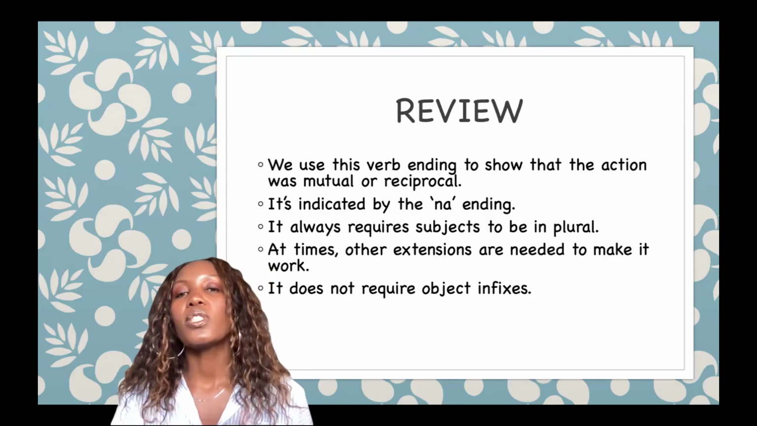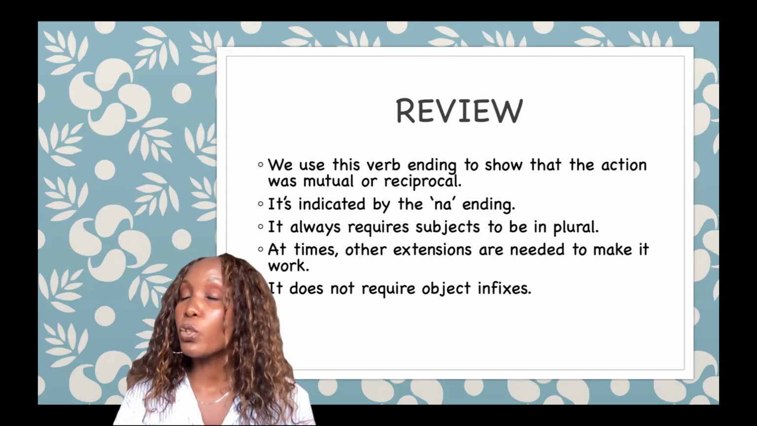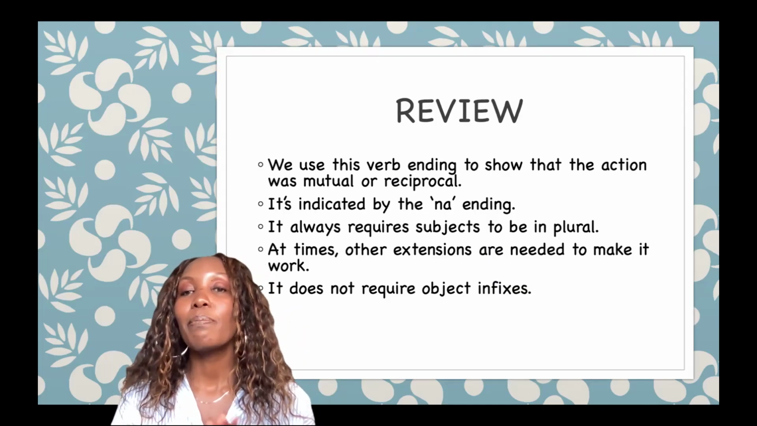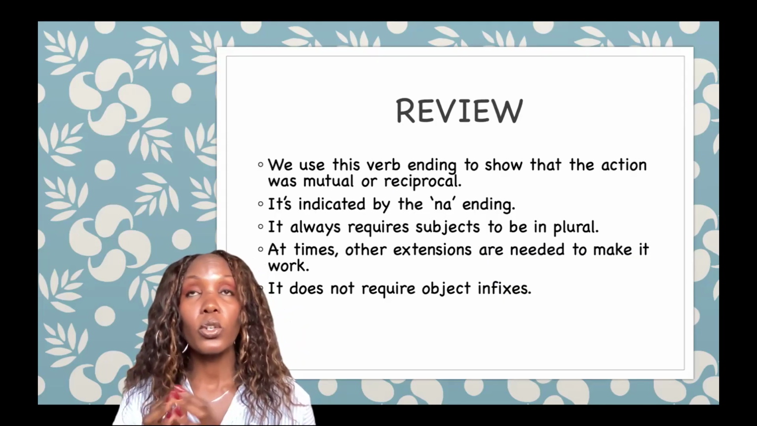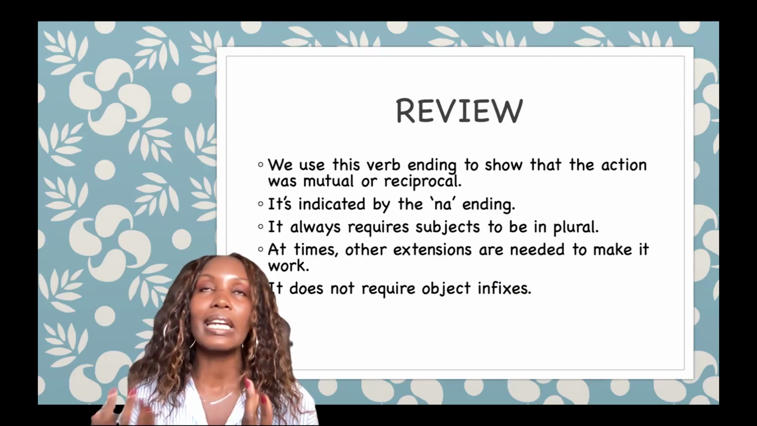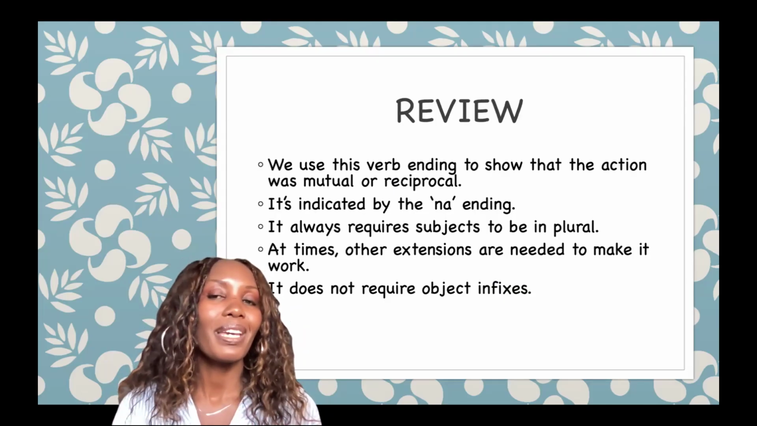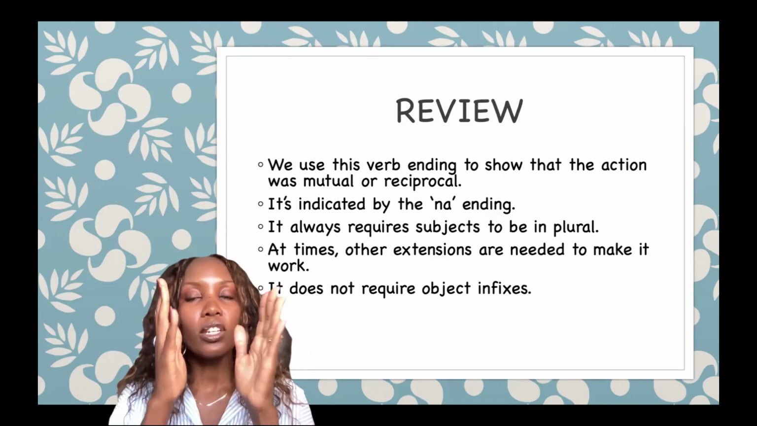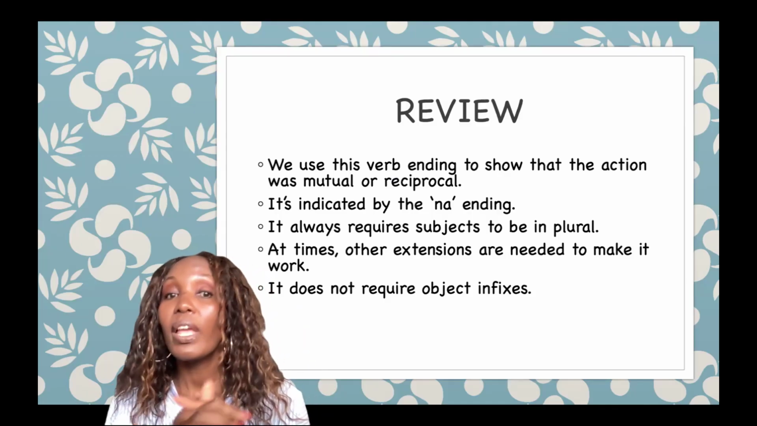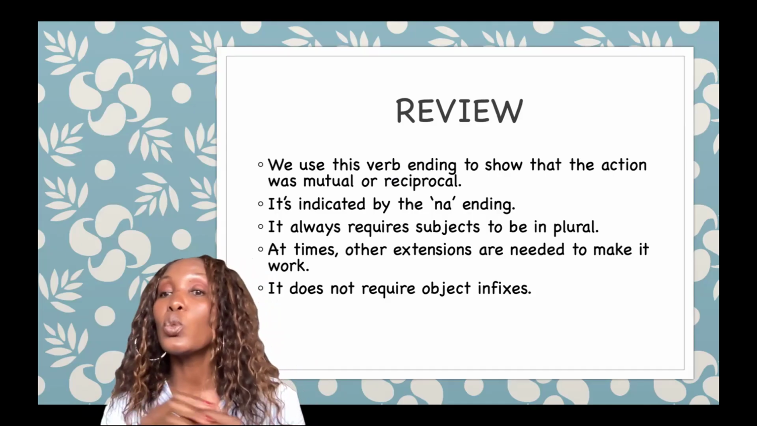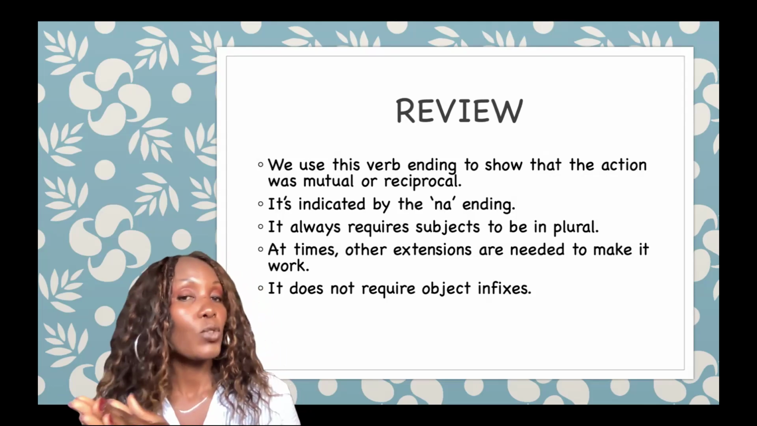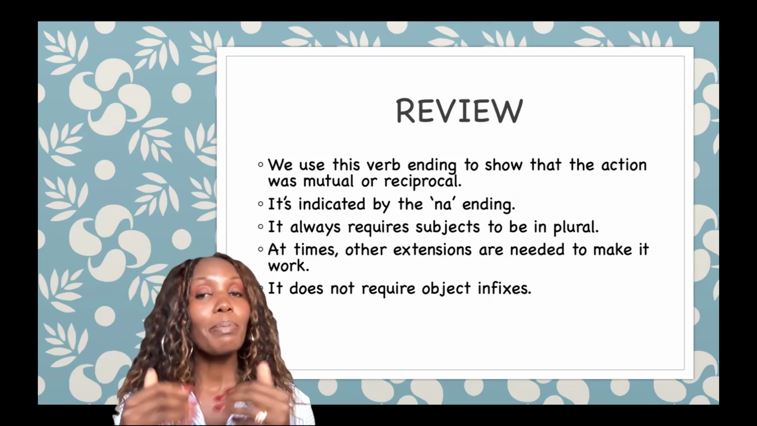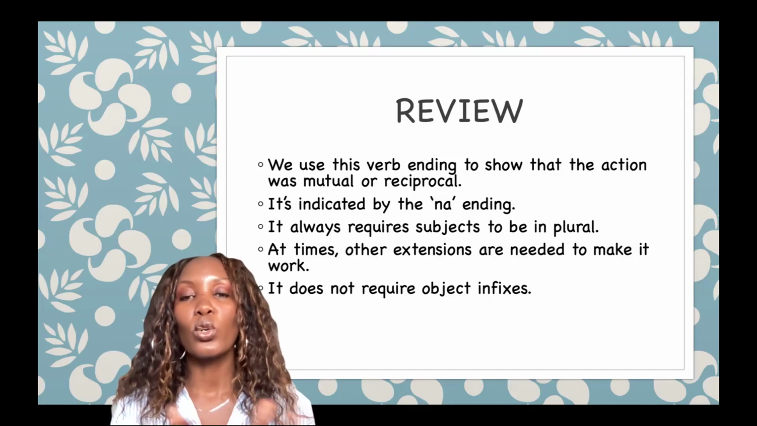So in review, we use this verb ending to show that the action was mutual or reciprocal. It's indicated by the na ending. We always need the subjects to be in plural, so you'll never see something like ninachapana or ninasomeana. That does not work. You're going to need your plural subject prefixes. And then at times, other extensions are needed to make it work, otherwise, it would not make any sense. For instance, if you wanted to say we cooked for each other, you cannot say tulipikana. That would mean we cooked each other. But tulipikiana, that will mean we cooked for each other.